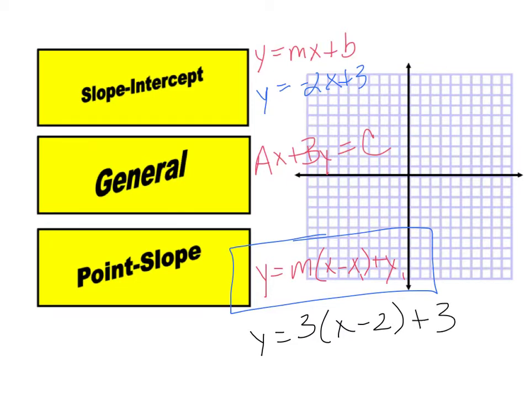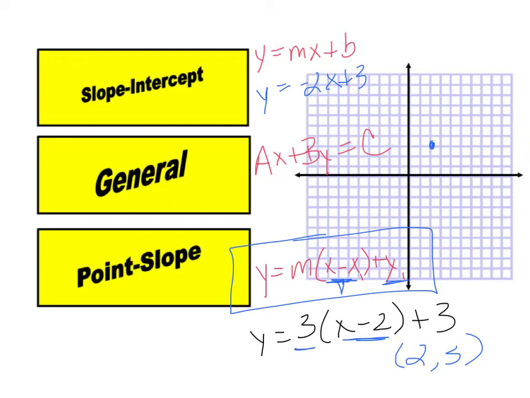Okay, let's say we had a line like that. Well, first of all, it's x minus the x coordinate, so I know the x coordinate is 2. Okay, x coordinate's 2, so I know the point is 2, and it's plus the y coordinate, so I know the y is 3. So right away I know it contains this point, 2, 3.